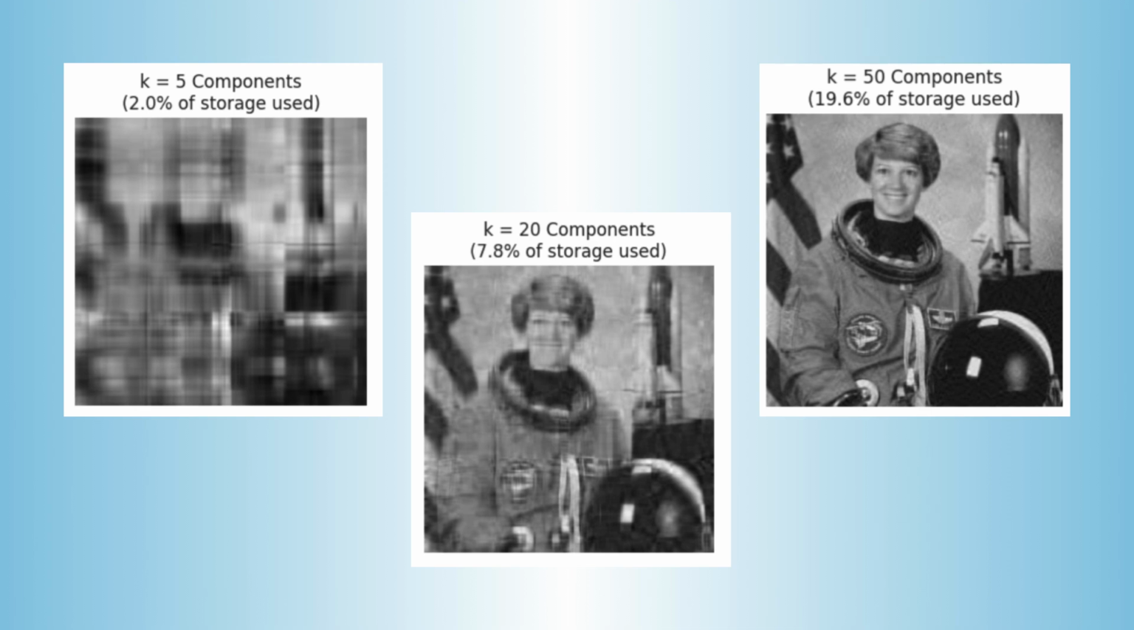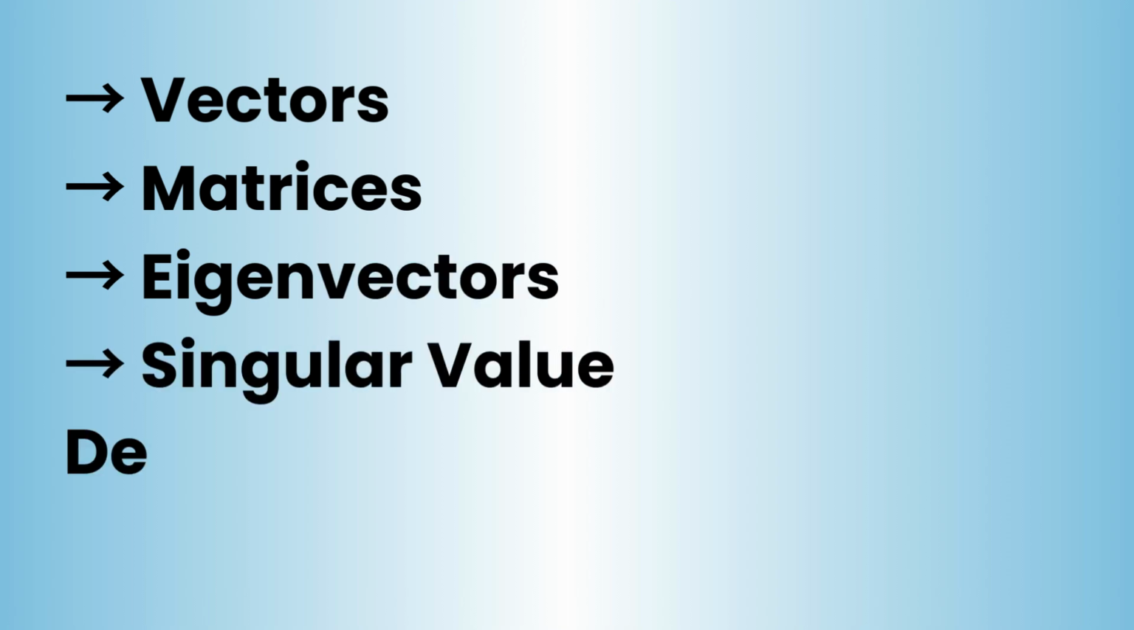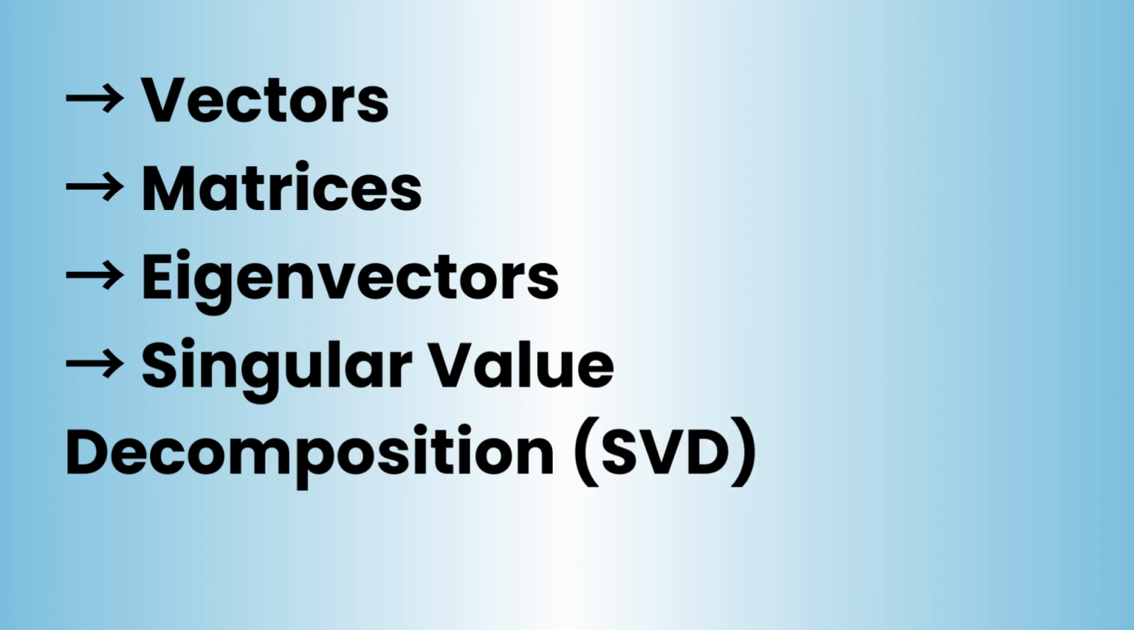This brings us to the end of our journey through linear algebra. We started with vectors, learned to project them, built matrices, solved for eigenvectors, and finally mastered the general decomposition with SVD. You now have the mathematical toolkit to understand the geometry of data.